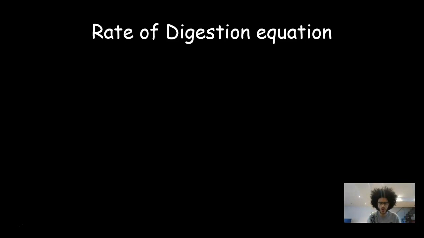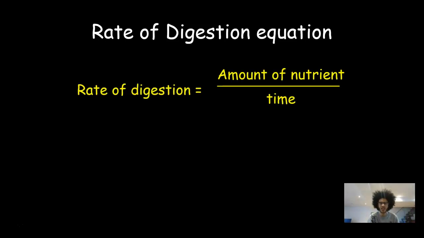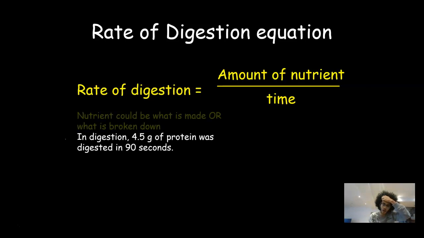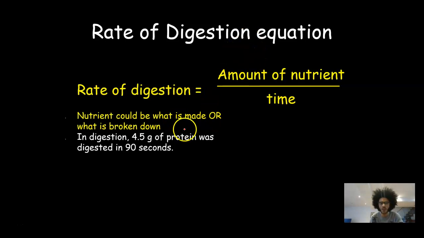So, in terms of an equation for rate of digestion, it's basically the amount of nutrient divided by time. The nutrient can be what's made or what is broken down. Most commonly, it will be for what is made. If it's what is broken down, it gets a bit more complicated and you have to do a few different bits and bobs, which I'll go through a little later on. But mostly it's what's made.